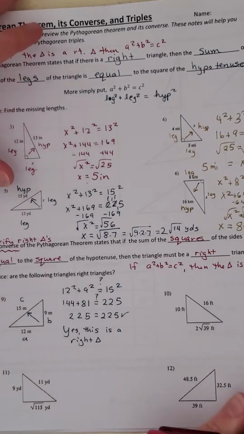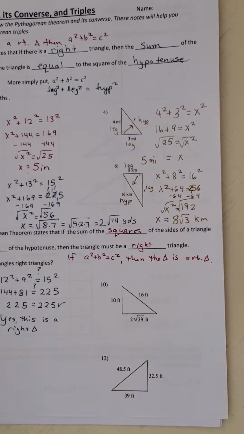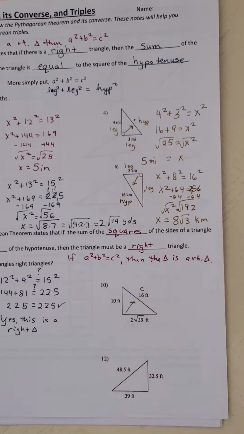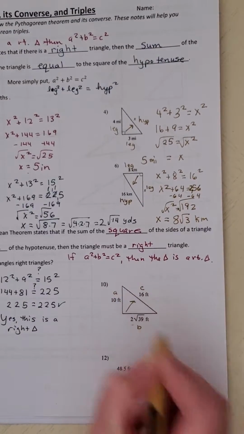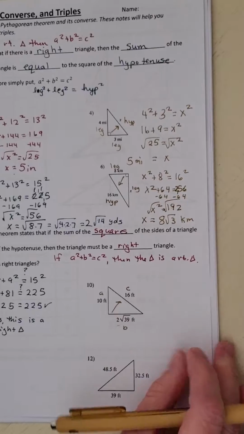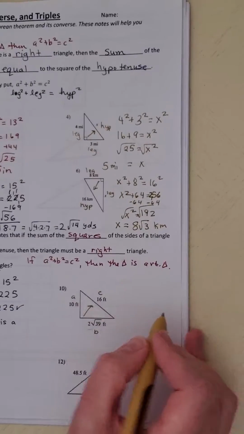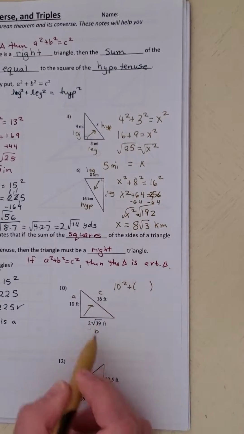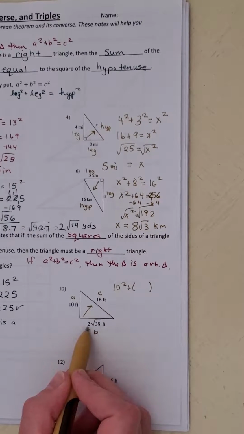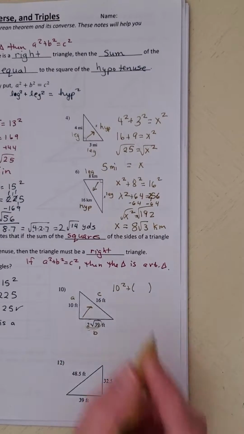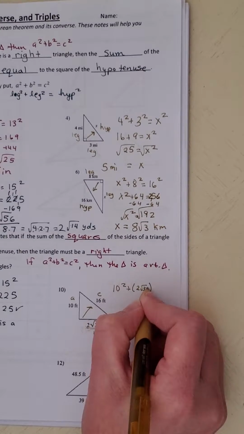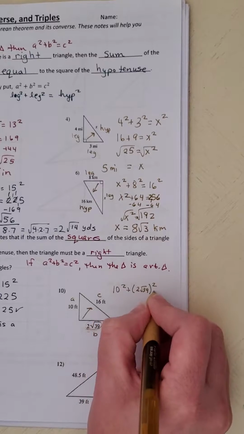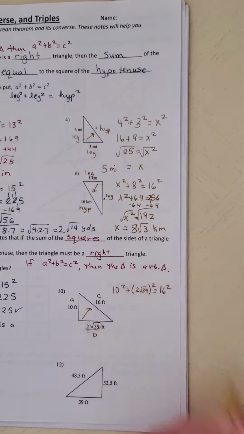All right, the next one, we're verifying if this is a right triangle. If it is, this will be my C, and then these can be my A and B in either order. So I'm going to check it out. I'm going to plug it into the Pythagorean theorem. 10 squared plus, now when you square something that has a radical, you need to square the entire quantity. So I'm putting parentheses around it so I don't forget to square the entire thing. And then is that equal to 16 squared?